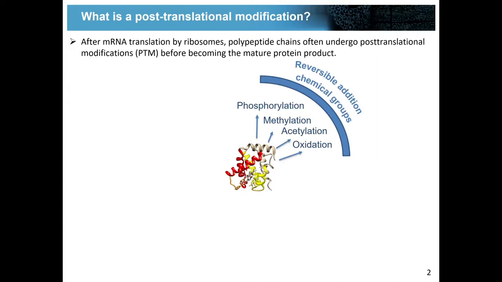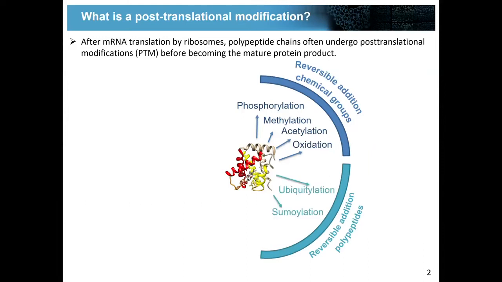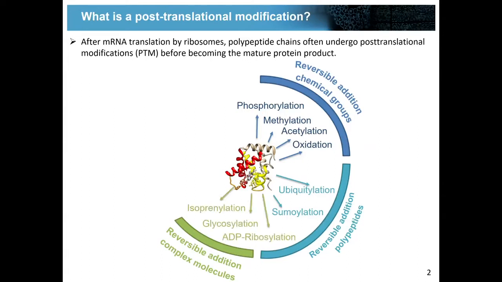But there is also another group of PTMs where not just small chemical groups, but large proteins are attached to side chains or to termini of proteins, and examples for this are ubiquitinylation or sumoylation. Then we have also the reversible addition of other complex molecules than polypeptides, like sugars or lipids or ADP ribosylation, so other very large complex structures. And while all of those modifications here are reversible, there are also irreversible PTMs.